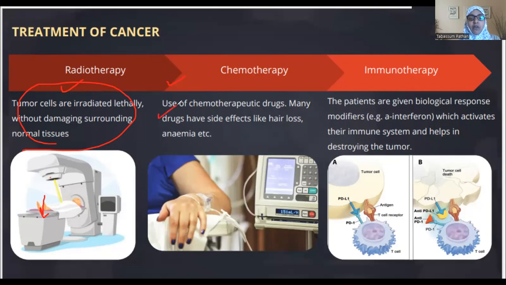Then chemotherapy is the use of chemicals. Certain drugs are used, which have side effects like hair loss, low RBCs, low iron. These are some of the major symptoms of chemotherapy. And finally, there is immunotherapy, wherein patients are given substances like biological response modifiers such as interferon, or certain types of WBCs or immune cells are injected into the person's body that will help in destroying or killing the tumor. So you are supplying that individual with immune cells basically. Another very common treatment is surgery. If it is a tumor, you can just cut and remove the tumor. So these are the various treatments of cancer that can be taken.